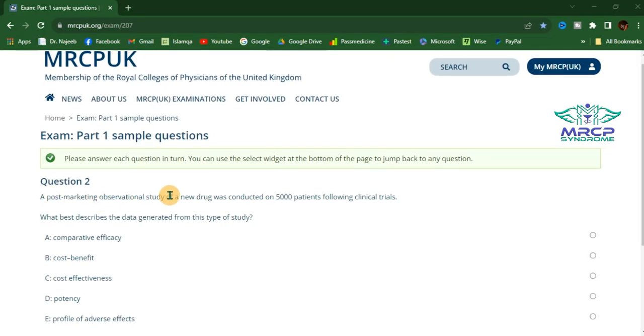Post-marketing observational study, PMOS. PMOS is related to PASS. PASS means post-authorization safety studies. Post-authorization safety studies are the non-randomized observational studies that are often conducted whenever a new drug is introduced into a clinical trial. So now we should go back to our clinical trial and its phases.